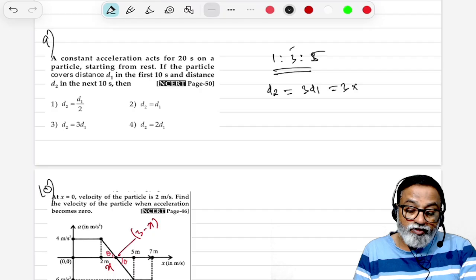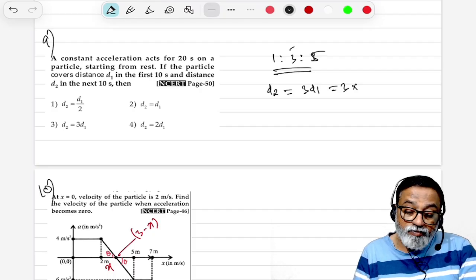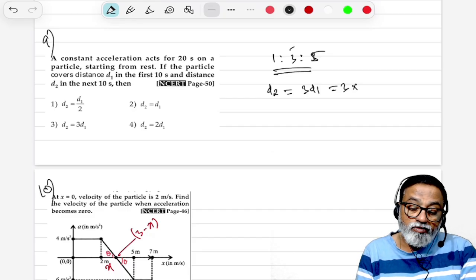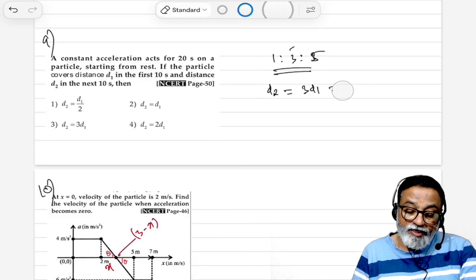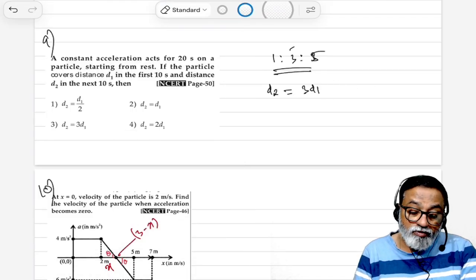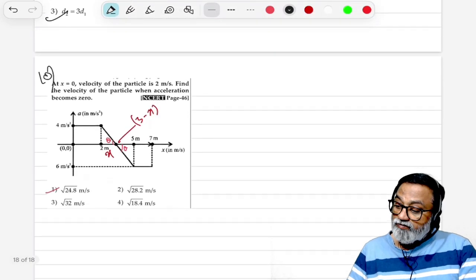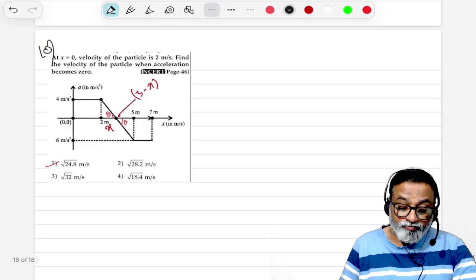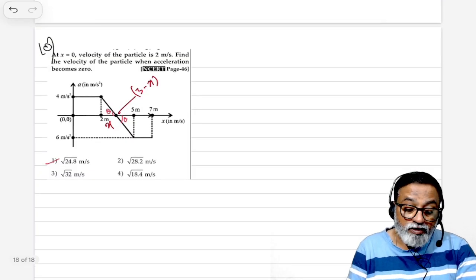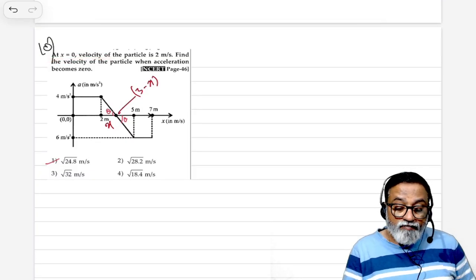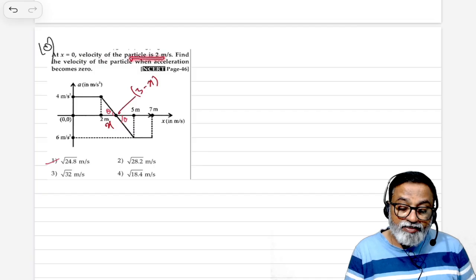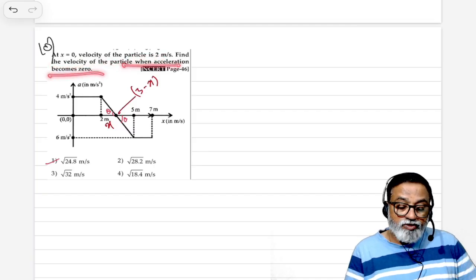D1 is given. Therefore, d2 is equal to 3d1. So, d2 is equal to 3d1. Therefore, answer 3 is correct. See here, at x is equal to 0, the velocity of the particle is 2 meter per second. Find the velocity of the particle when acceleration becomes 0.